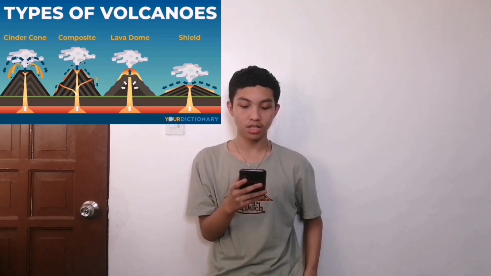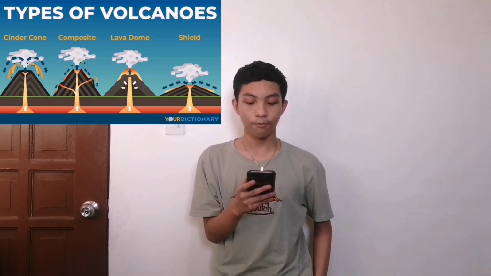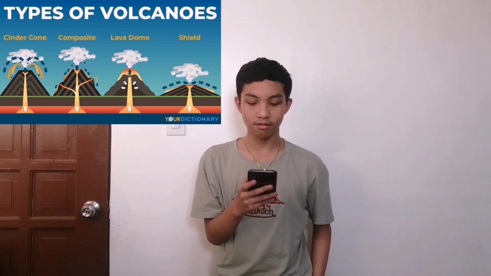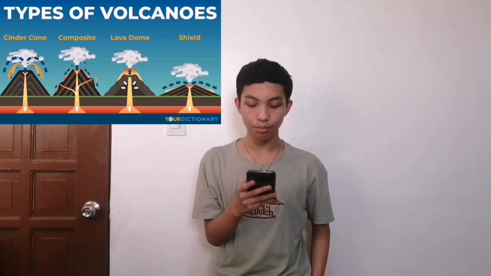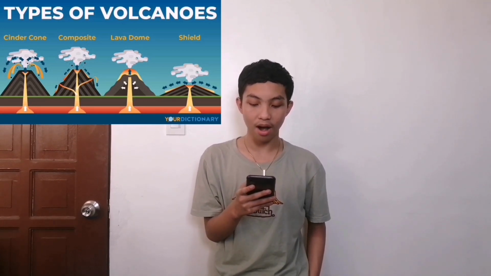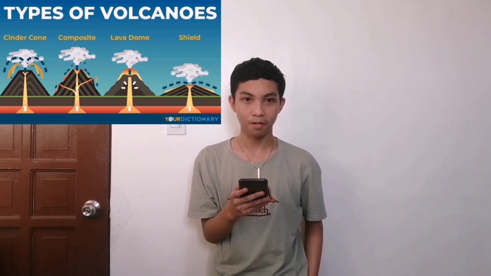Types of volcanoes. There are three main types of volcanoes. First, shield volcanoes. These volcanoes are wide and have a low slope. They are formed by lava flows that spread out over a large area.